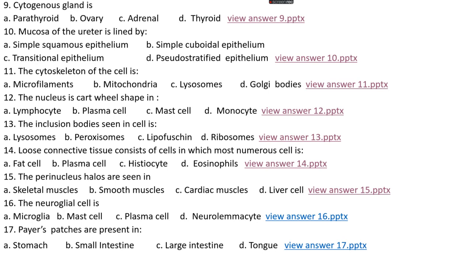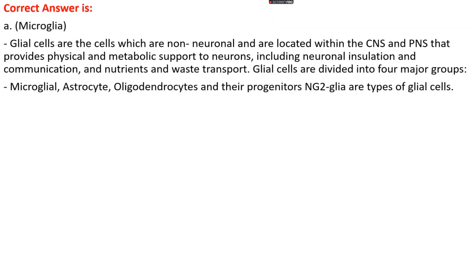Question number 16. The neuroglial cells are option A, microglial, option B, mast cells, option C, plasma cells, option D, neurolemmocytes. The right answer is option A, microglial cells. Glial cells are non-neuronal cells located within the CNS and PNS that provide physical and metabolic support to neurons, mainly including neuronal insulation, communication, and nutrient and waste transport. These glial cells are mainly divided into four major groups: microglial cells, astrocytes, oligodendrocytes, and their progenitors, NG2 glia.